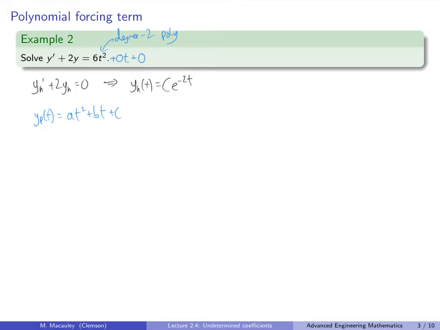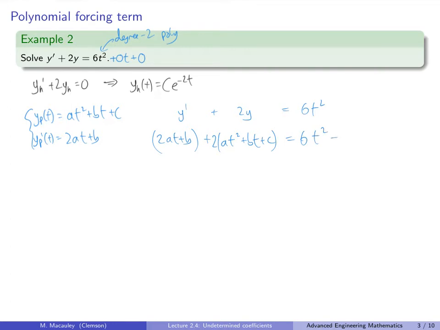Again, I'm going to work rather quickly. The derivative of this, yp prime of t, is 2at plus b. So now we're going to plug this back into the left-hand side. So y prime plus 2y equals 6t squared. Let's do this. So y prime is 2at plus b. 2y is 2at squared plus bt plus c. And now we have 6 times t squared plus 0t plus 0. We don't need those terms, but I think it helps.